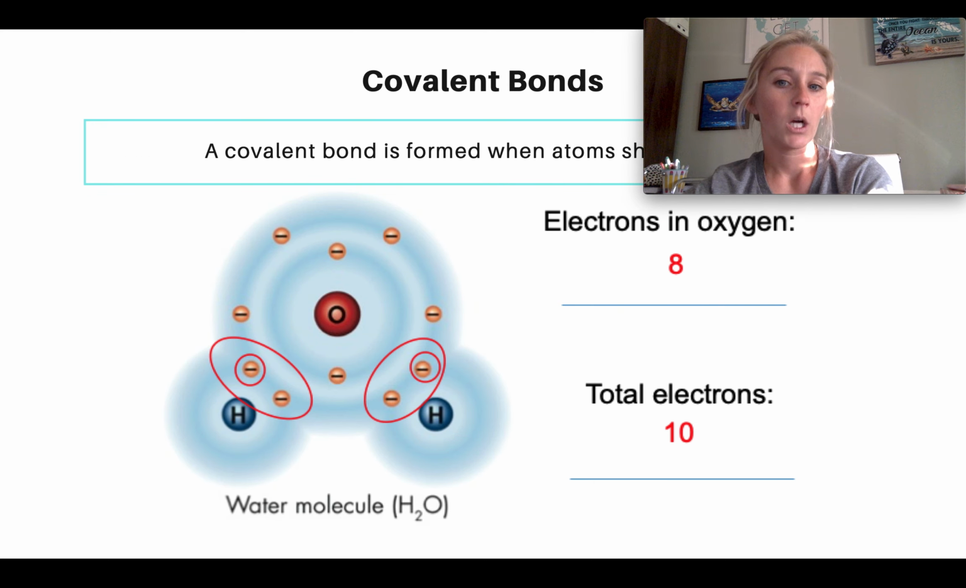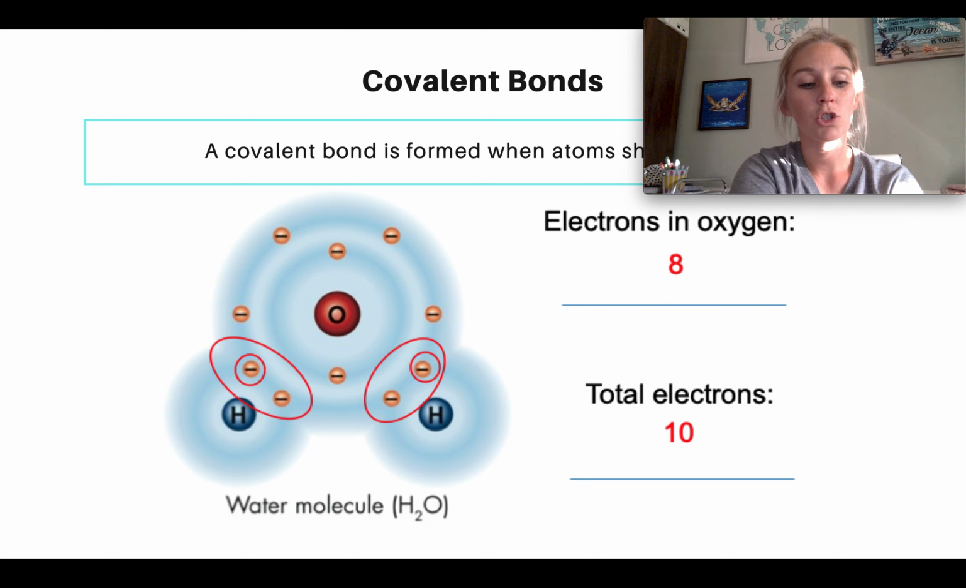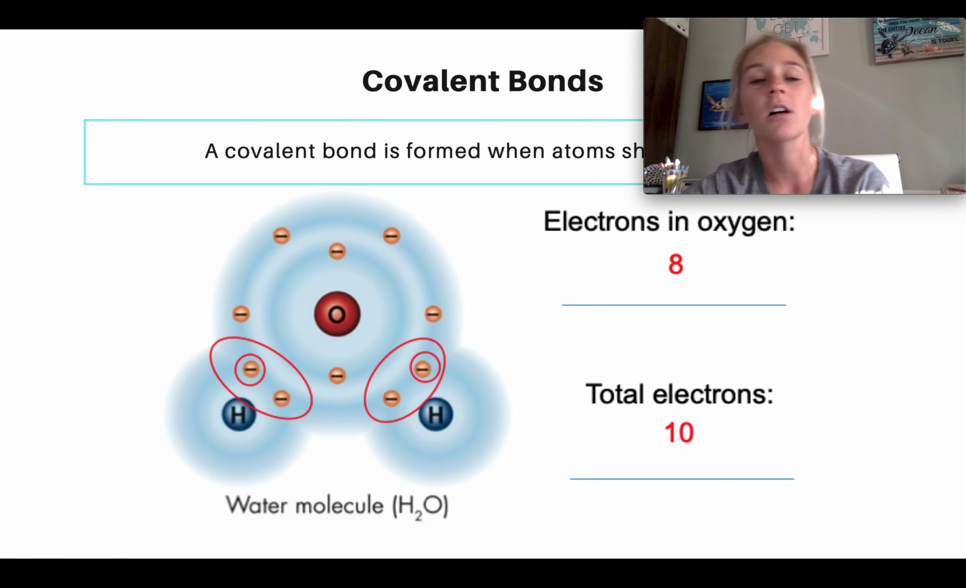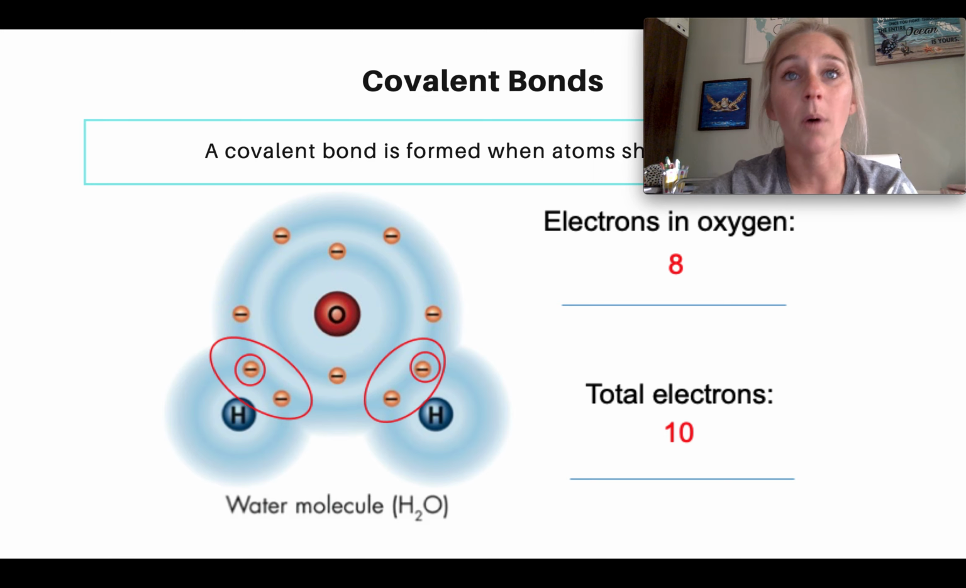A covalent bond is when atoms share electrons. So here, this hydrogen has 1 proton and it has 1 electron. The oxygen has 8 protons, and if you count these, including these two right here, it also has 8 electrons. Now, if each hydrogen in this image has 1 electron and the oxygen has 8, then there's 10 total in this model. And they're going to be shared between the hydrogen and the oxygen. So because they're being shared, it's a covalent bond.